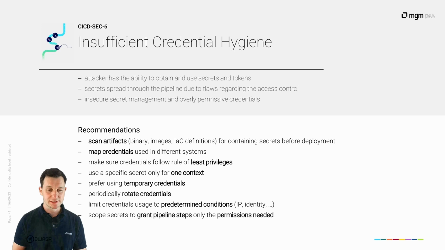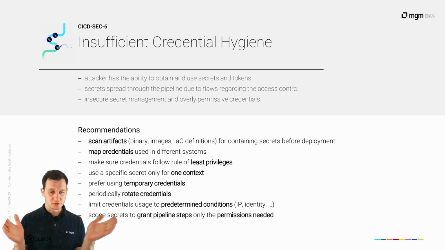As I already said, you should rotate credentials when they are published anywhere, but you should also rotate them periodically, every year or every few months, to reduce the risk that they are publicly known. And you should limit credential usage to predetermined conditions. So you could think about a specific credential that can only be used when it comes from a specific IP address or from a specific identity, whatever the system matches here.